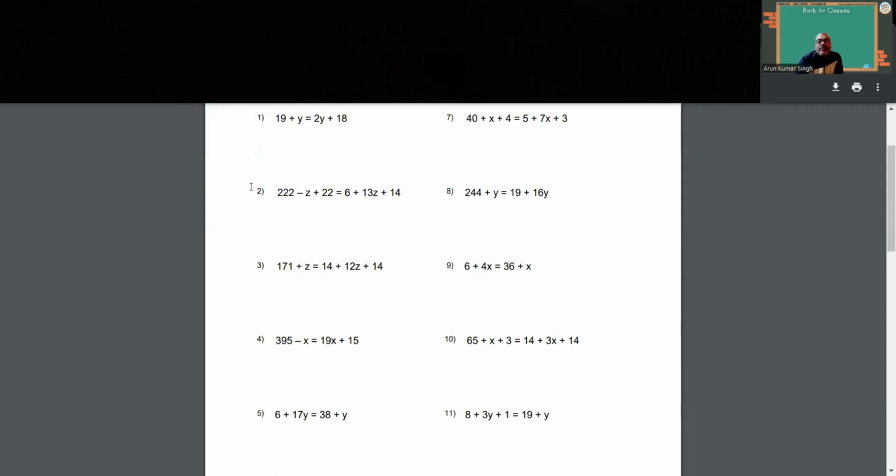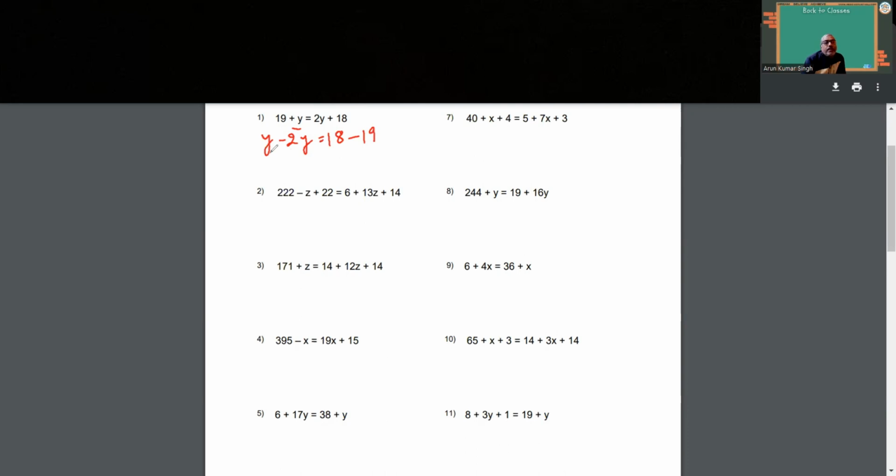So first thing first, here on the left side we'll be keeping all the variables. So here it is, you can see, y is there, so y plus 2y, so y, and here it is plus 2y, so this side it will be minus 2y, and already 18 is there, so here 18 minus 19 will be there.